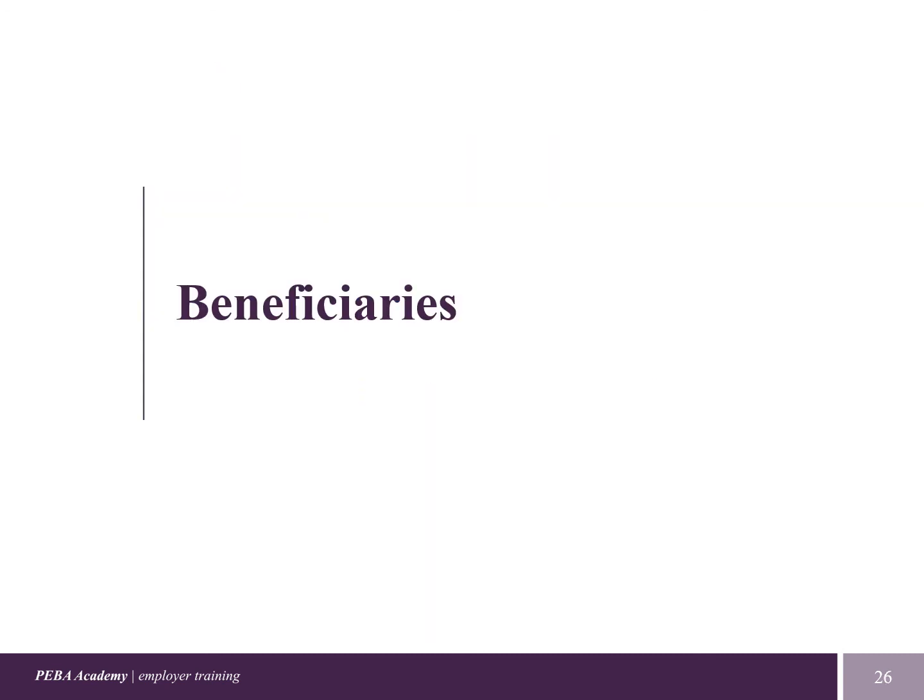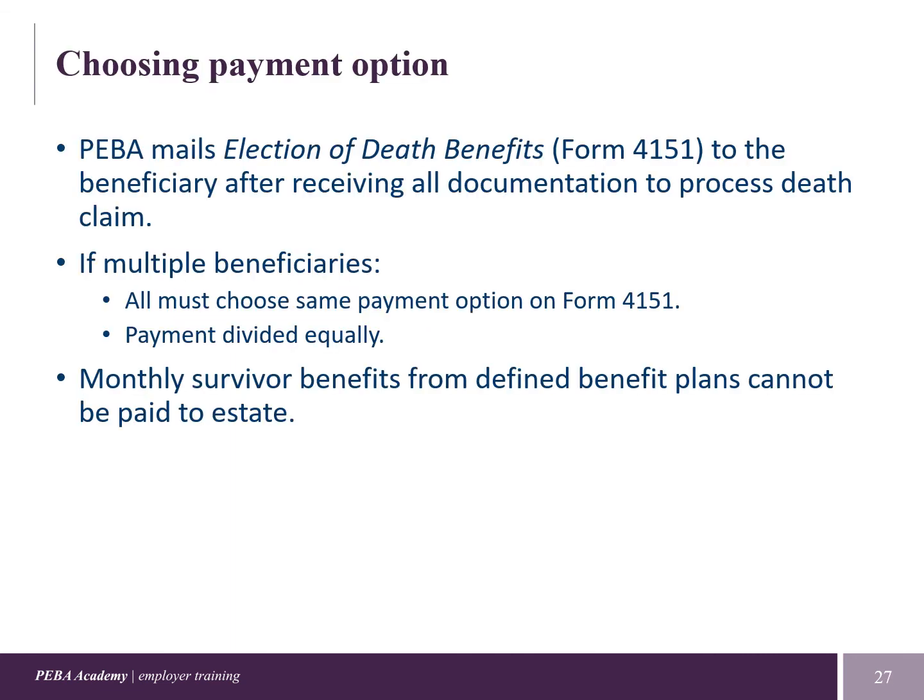Finally, let's discuss beneficiaries. When a beneficiary is eligible for a death benefit, PIBA mails Form 4151, Election of Death Benefits. If there are multiple beneficiaries, all must choose the same payment option on the Election of Death Benefits form if eligible. Death benefits are divided equally among multiple beneficiaries.